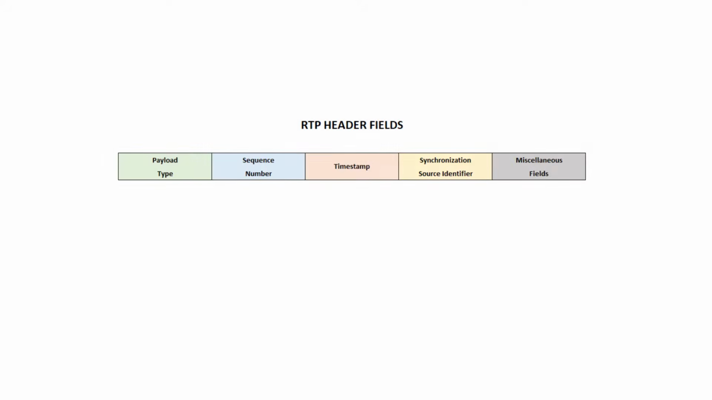Real-time transport protocol. The real-time transport protocol is a network protocol that provides end-to-end network transport functions suitable for applications transmitting real-time data, such as audio, video, or simulation data, over multicast or unicast network services. In this video, we explain how RTP and its companion protocol, RTCP, work.